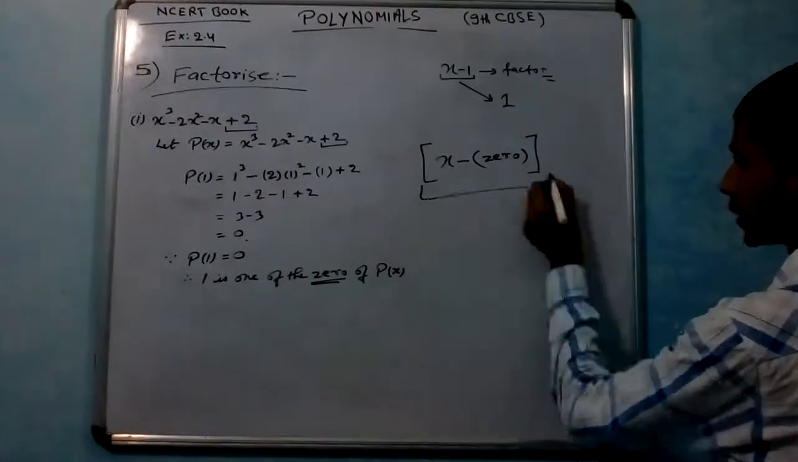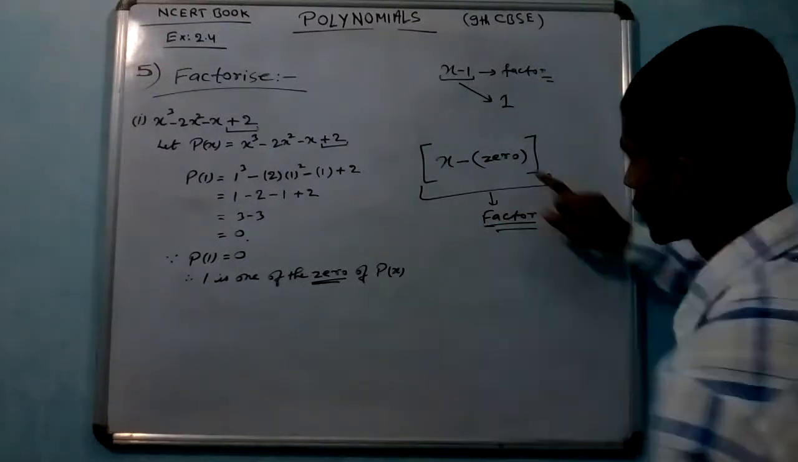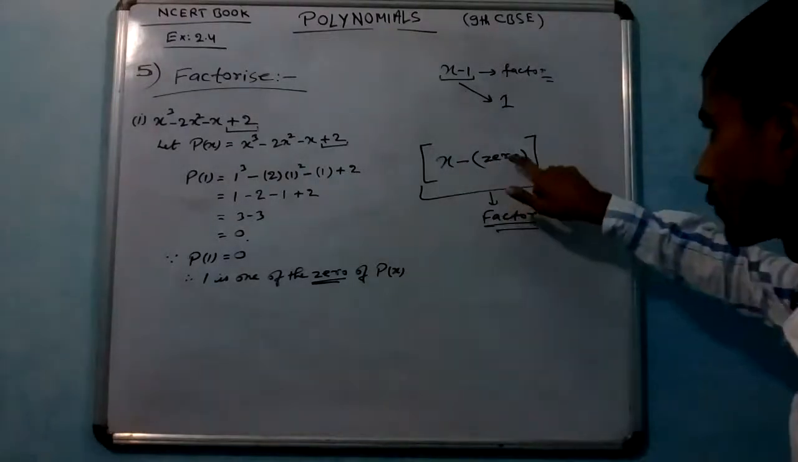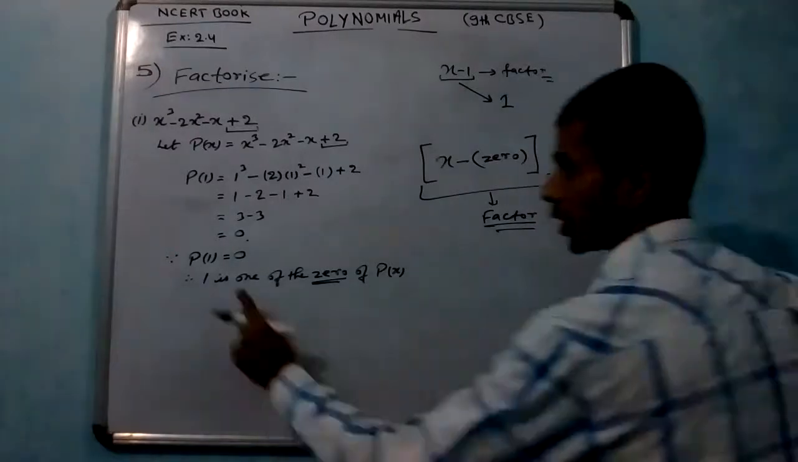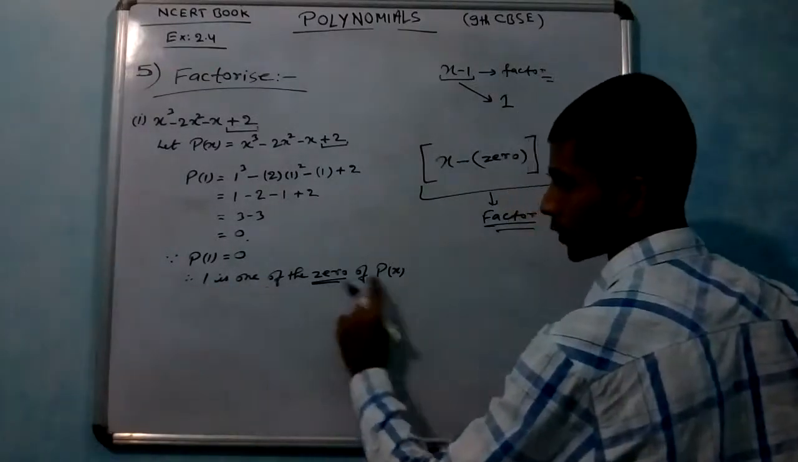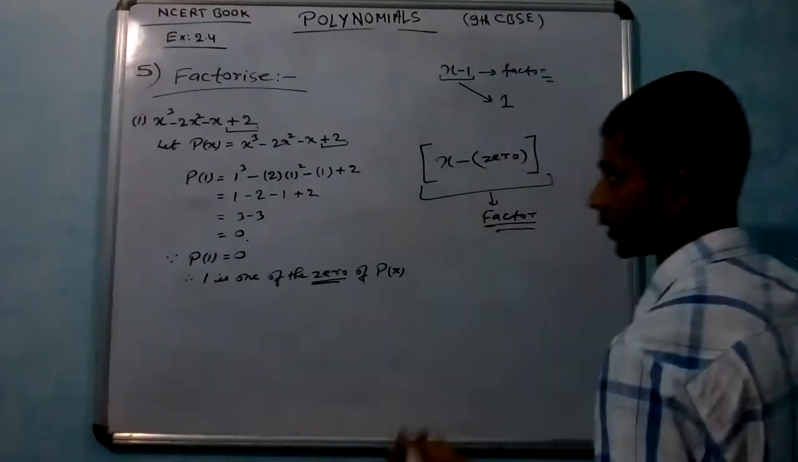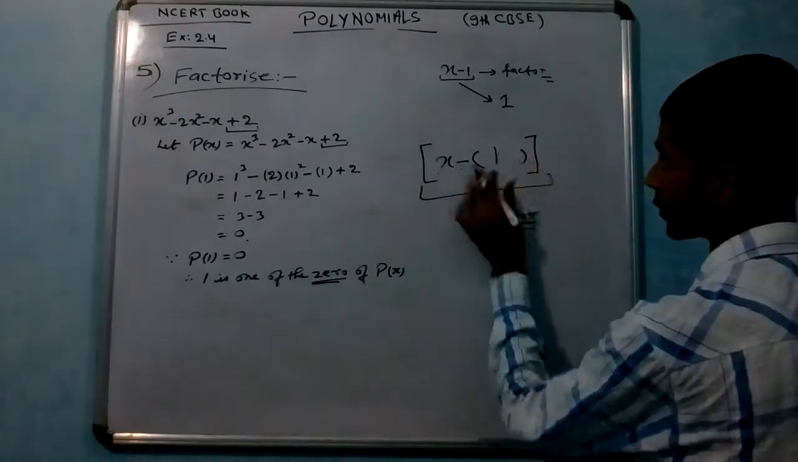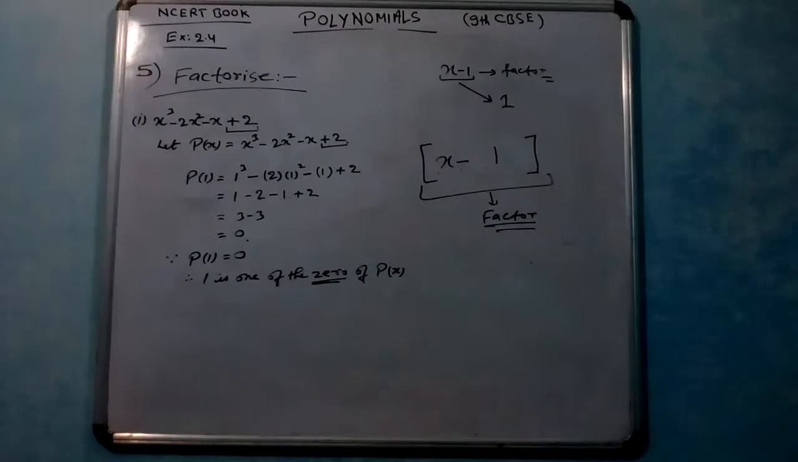What is the formula for getting a factor from the 0? X minus that 0 of the polynomial is a factor of that polynomial. So just like that, 1 is one of the 0s of Px. So what can be the factor? X minus, tell me, 1. That is x minus 1. So x minus 1 will become one of the factors.